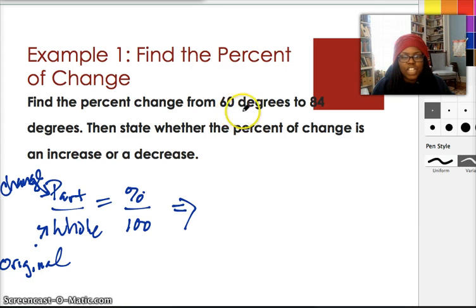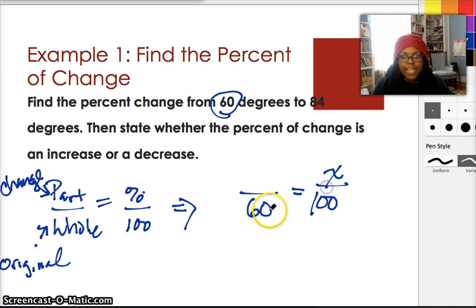Find the percent change from 60 degrees. This is our original. This is going to be considered the whole that we're comparing to, okay? As you guys know, 100 is always going to be here. We are looking for the percent, so I'm going to put an X here. And now we're not going to put 84 at the top. What we're going to do is find the change. The change is a positive increase of 24. So we're comparing the change to the original amount, 24 is to 60, as X is to 100.